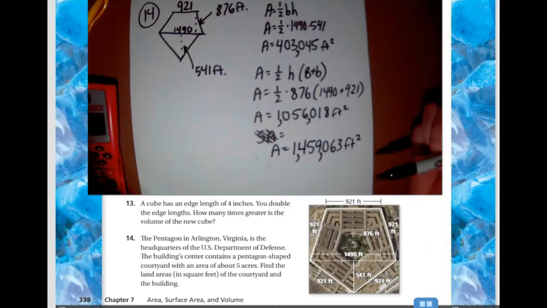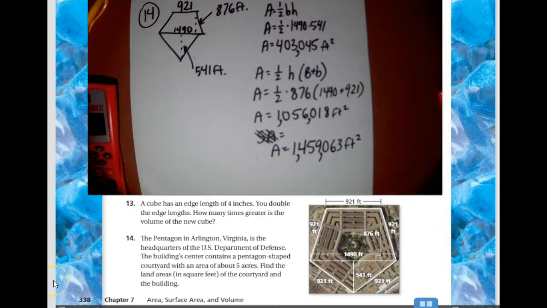So the building is ginormous, right? If you didn't realize that before, now we have the exact numbers to help us out. All right, so now it says, what about the land areas of the courtyard? So let me go back to that question again. It says the building's center contains a pentagon-shaped courtyard with an area of about 5 acres.